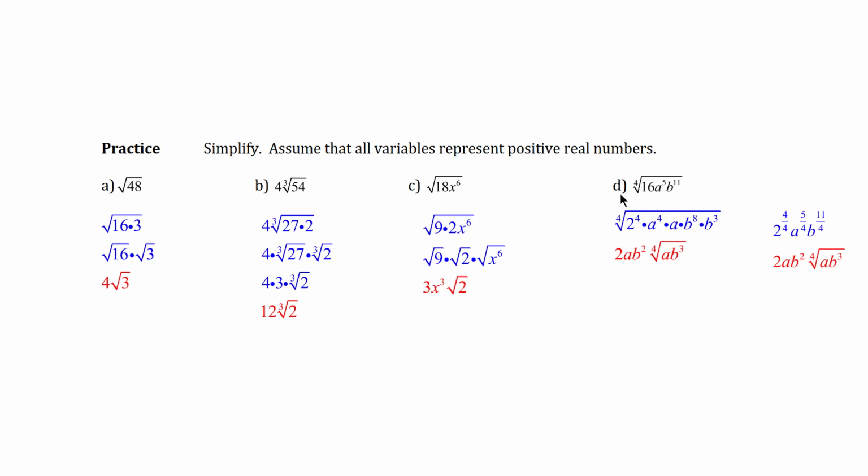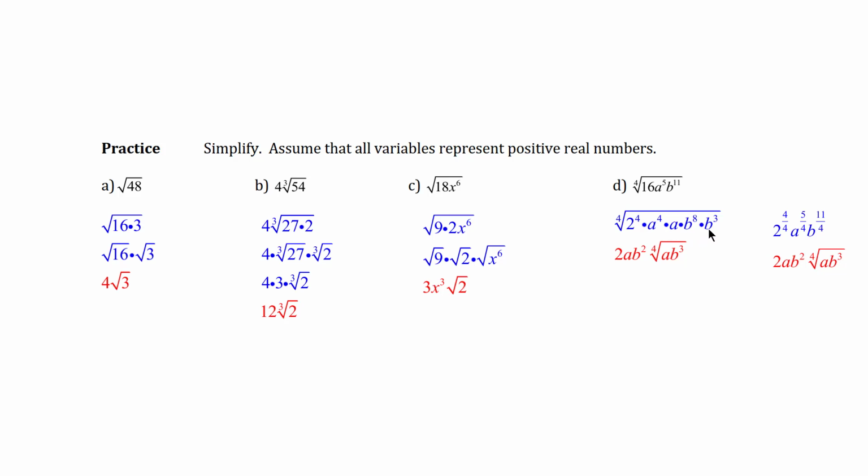Moving on to part D, I rewrote 16 as 2 to the 4th power. I rewrote a to the 5th power as a to the 4th power times a. I rewrote b to the 11th power as b to the 8th power times b cubed. So I have the fourth root of 2 to the 4th power times a to the 4th power times a times b to the 8th power times b cubed.